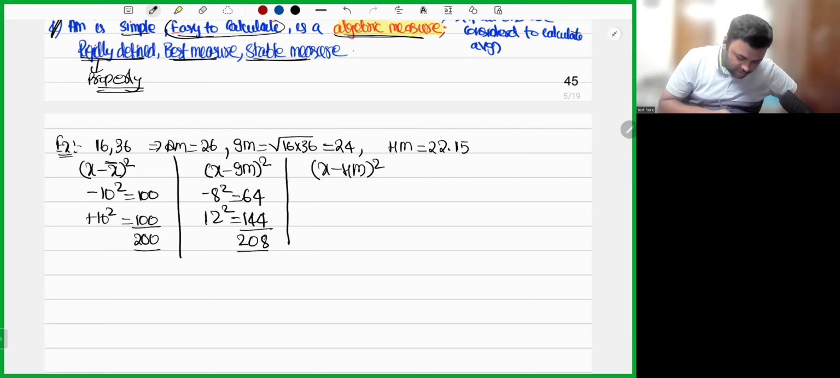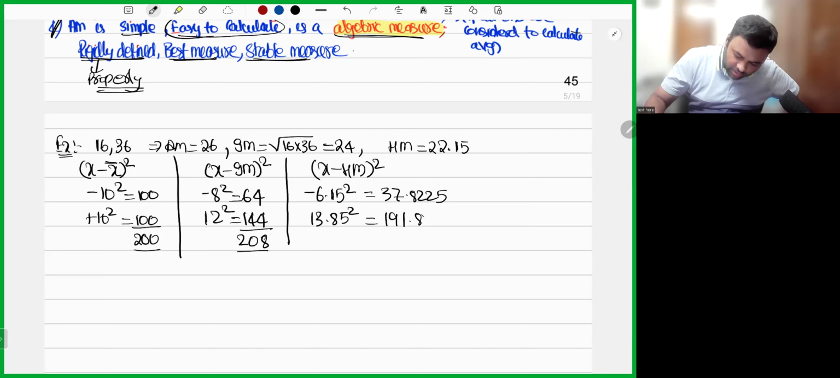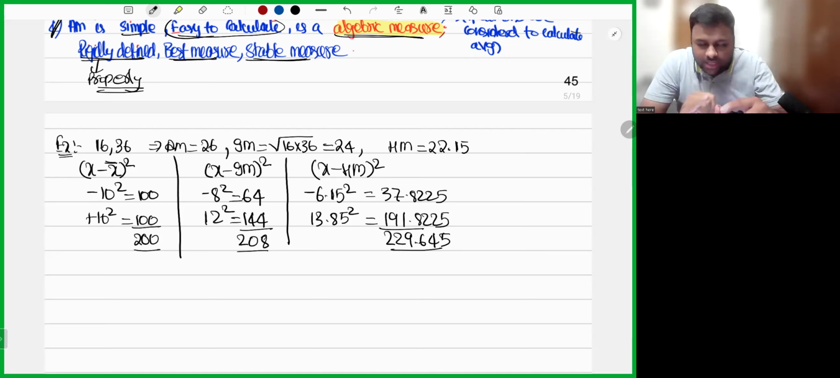We have 16 minus 22.15, minus 6.15 whole square. Next, 36 minus 22.15, 13.85 whole square. That is 37.8225 and 191.8225, which is 229.645. Now think and tell me, I have calculated squared deviations of observations from the arithmetic mean.